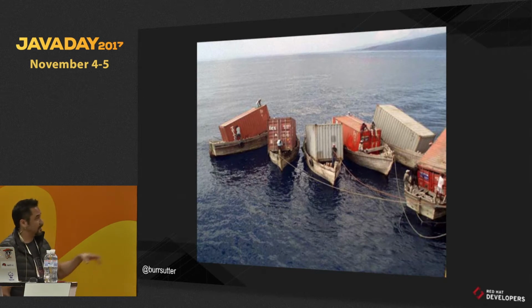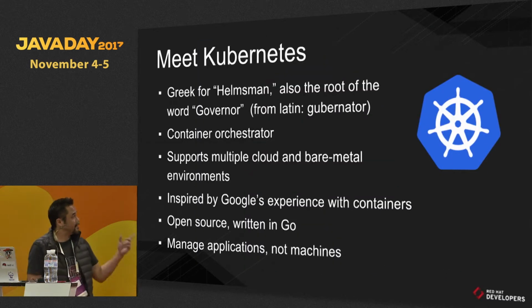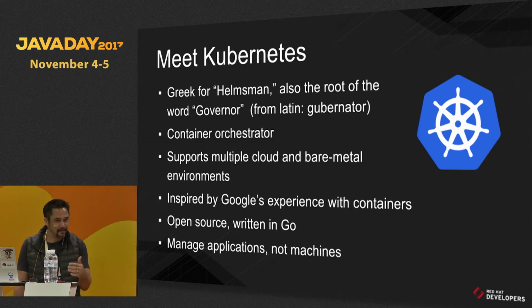So that's really where you might look at something like this. Chain these boats together. I'm kidding, we don't want that. So that's where Kubernetes comes in. The idea behind Kubernetes is that it's the helmsman, the ship's pilot. It's the one that's going to manage that big old container ship for you and make sure that it doesn't fall over, and do its best to keep your containers live and running and happy.